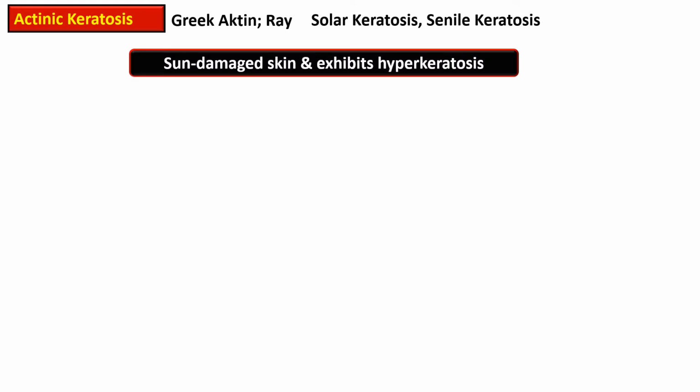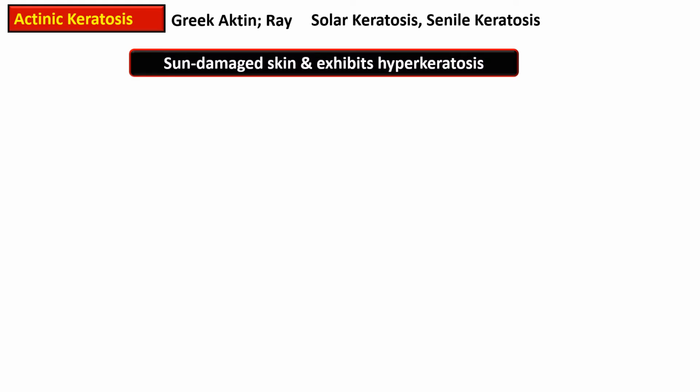Actinic keratoses is studied under the head of pre-malignant and malignant epidermal tumors. The term actin means ray. So this keratosis that is due to rays of the sun is actinic keratosis. The other names for these are solar keratoses and senile keratoses.